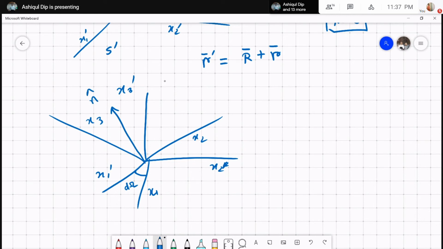If you are confused by this, then just draw 2-dimensional diagrams, then that will be easier. So in a 2-dimensional diagram, the rotation axis is our z-axis, pointing outward from the plane, and this is our x, this is our y, this is x prime, this is y prime. This is what I'm talking about. This angle is our differential angle, d omega.